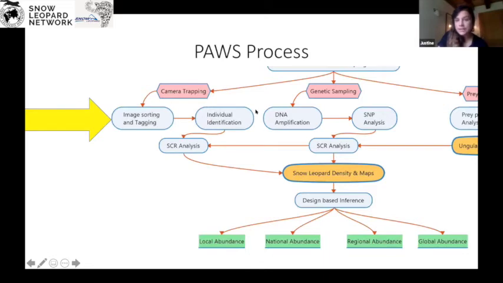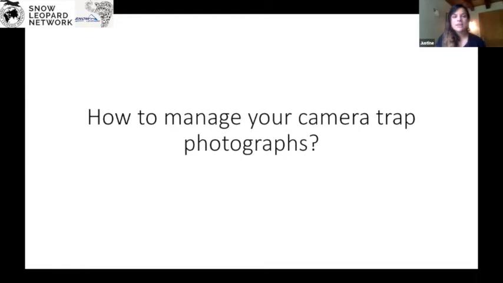But then there's another way that you can have errors, which is in the way you sort out your data and the way you paste them in one folder and then you paste them in another folder because you've got thousands and thousands of photos. So how do we do this? How do we manage your camera trap photos to reduce the potential for errors?